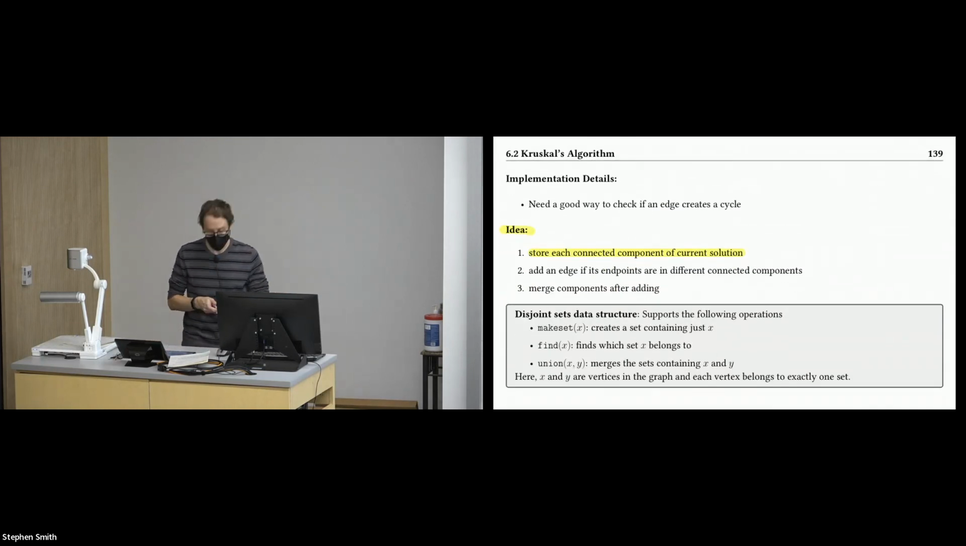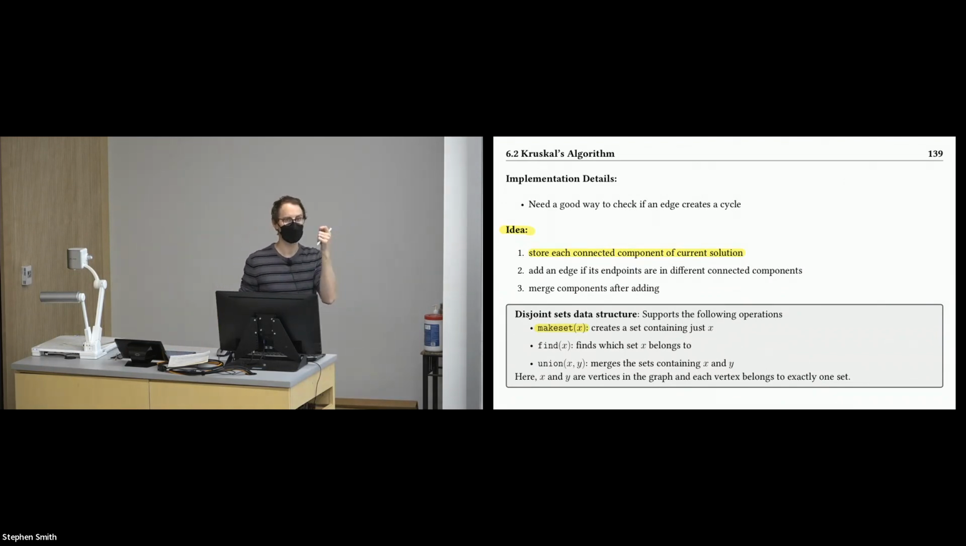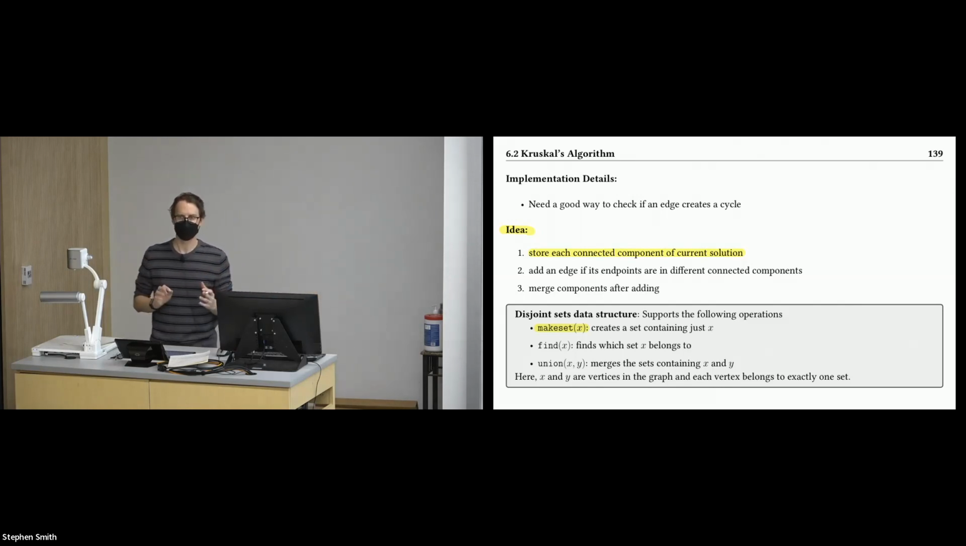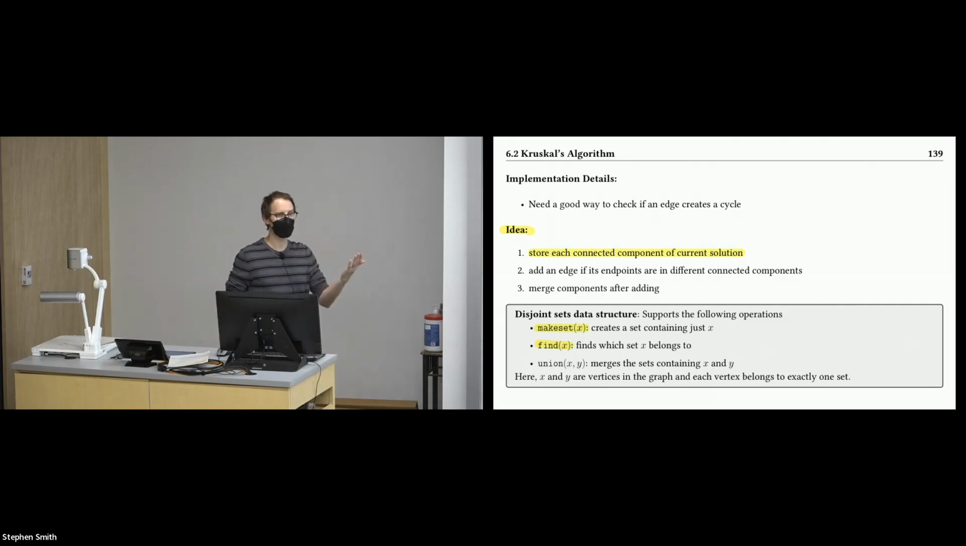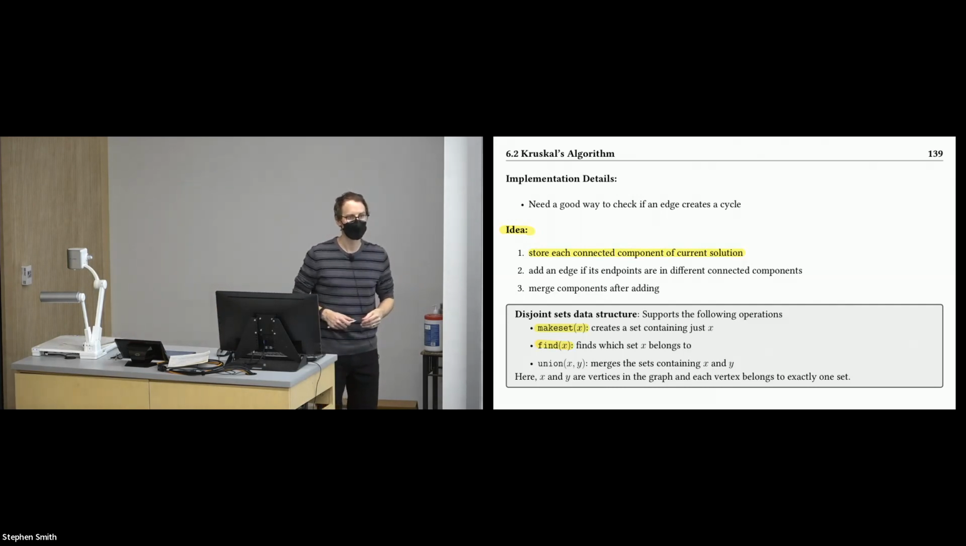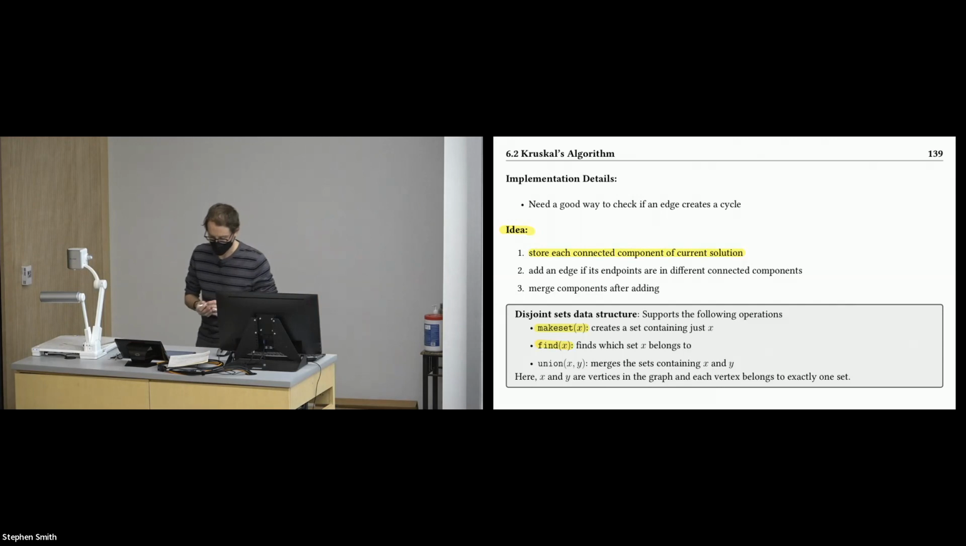So the operations that we're going to have are make set. It takes in an element and makes a set, like a connected component that just contains that element X. You can think of X as a vertex here. Disjoint sets data structures are used for other things than MST, but in the MST case, X is a vertex. You can then run find on X, which says what connected component X is in. That's what we're going to do to check the endpoints.